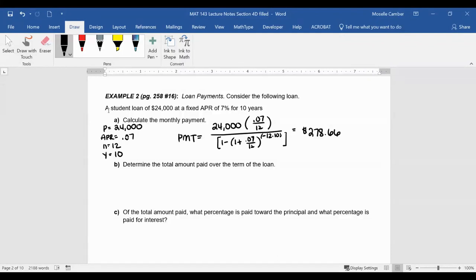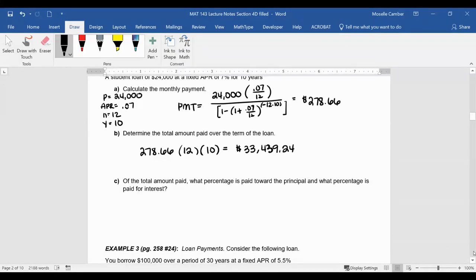Okay, part B, determine the total amount paid over the term of the loan. Again, the total amount paid, just like with savings, is going to be the payment times N times Y. So we're making $278.66 per month, 12 months out of the year for 10 years. So the total amount we would have paid back on this loan is $33,439.24. Since the original principal was $24,000, that's like $9,000 in interest that you would have had to pay on this.